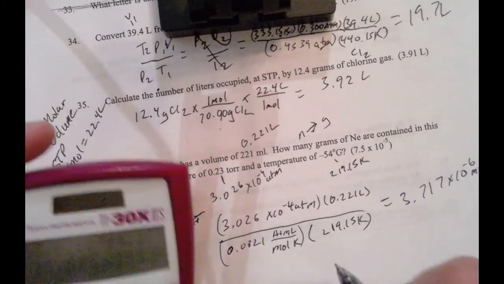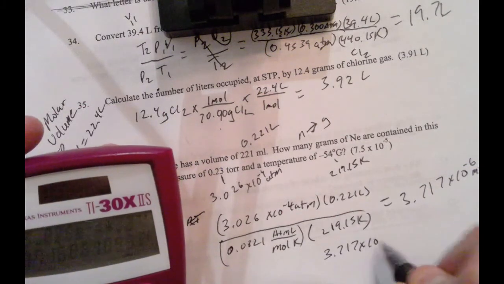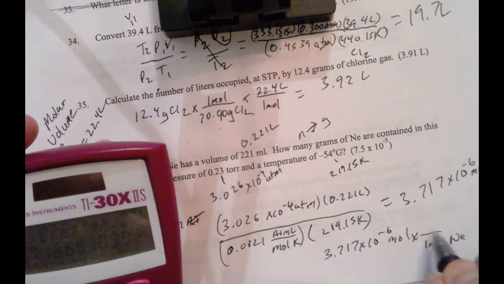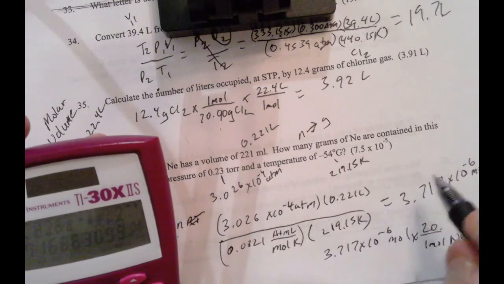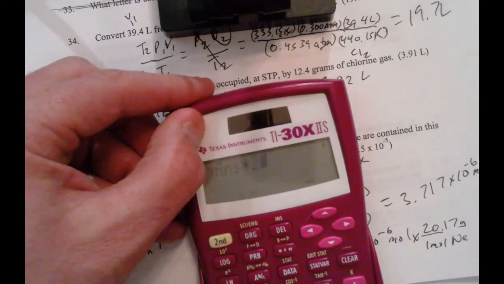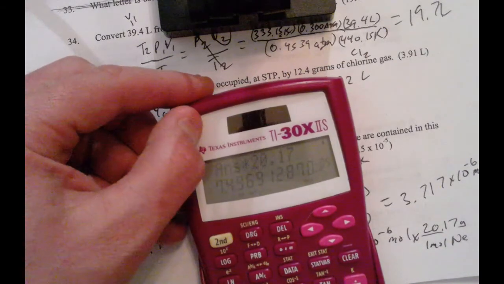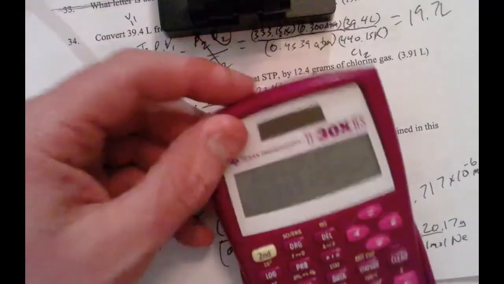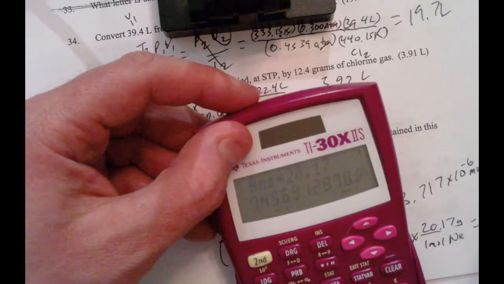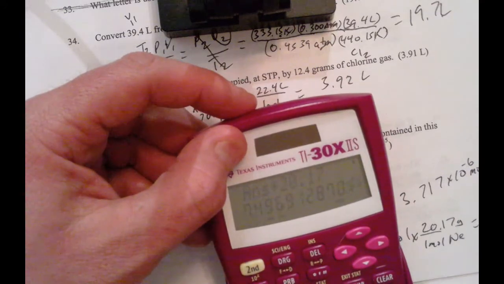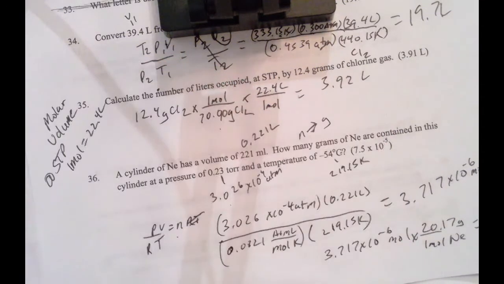So 3.717 times 10 to the negative 6 moles. Every 1 mole of neon equals 20.17 grams. So I'm going to multiply that by 20.17. We get, let's see here, 2 significant digits based on the torr. So we get 7.5 times 10 to the negative 5th grams, so you can see that.